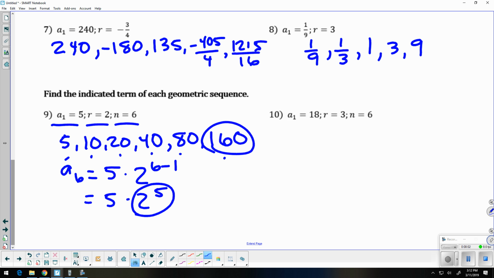Okay, 2 to the 5th power is what you want to do next, and that's 32. Now you want to multiply that by 5. So 5 times 32 is going to be exactly 160.